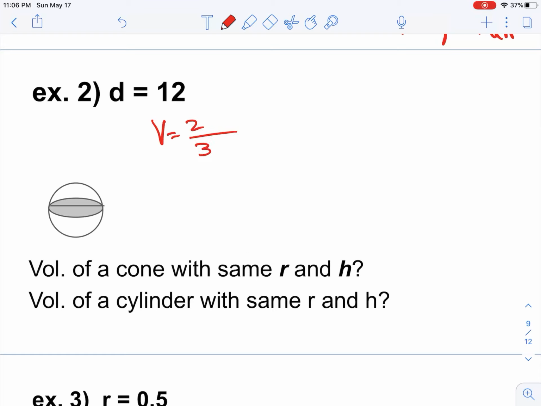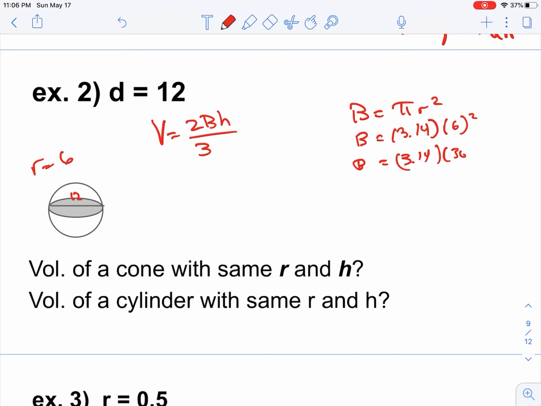So volume is 2/3 big B times height. Big B is a circle still. Pi r squared. So we've got 3.14 times the radius. This says diameter is 12, so that means the radius is going to be 6. Square that. So we have 3.14 times 36. So that comes out to 113.04. Now let's plug that into the volume formula.